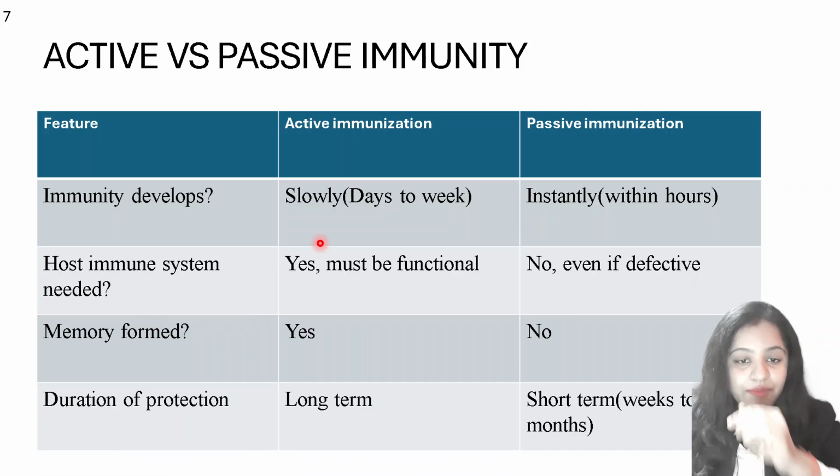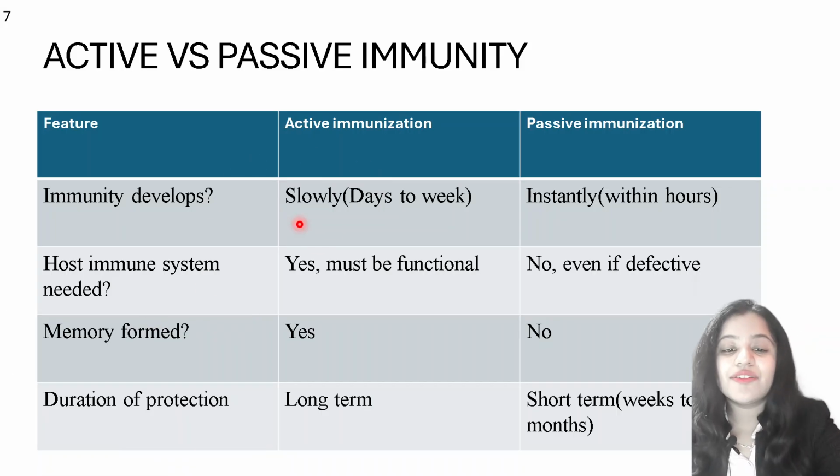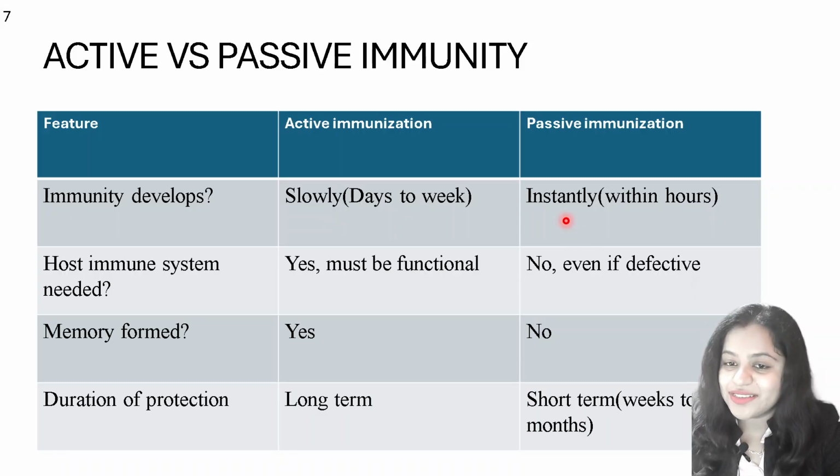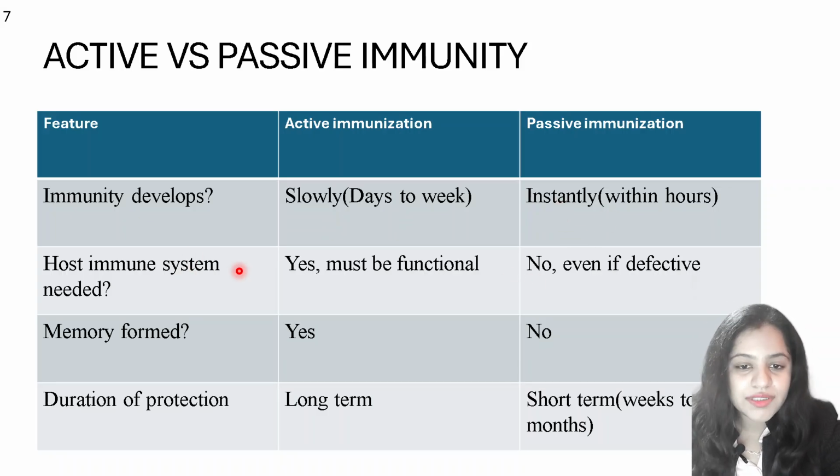Now, let's see the difference between your active and passive immunity. So, your active immunity, its immunity develops slowly, days to weeks. Passive, it works instantly. Post-immune system for active immunization, yes, it must be functional. For passive, no, even if defective, it's okay. Memory formed for active immunization, yes, memory is formed, but for passive, no, it's not formed. Duration of protection for active immunization, it's long term, and for passive, it's short term, weeks to months.